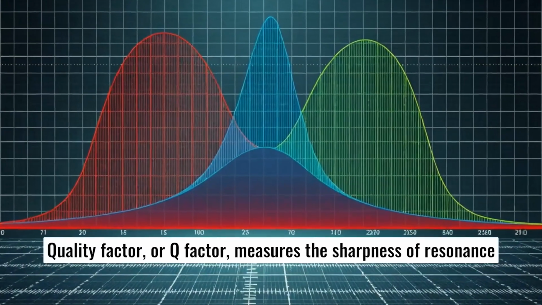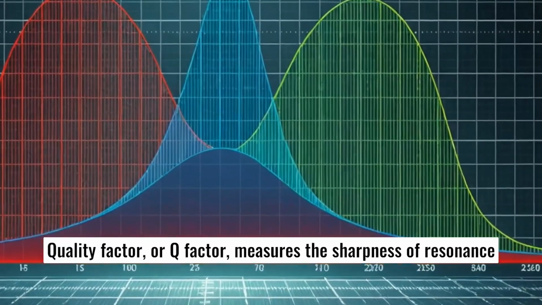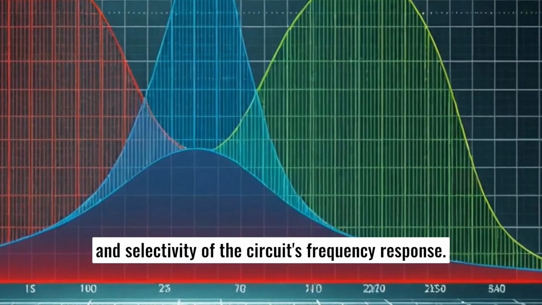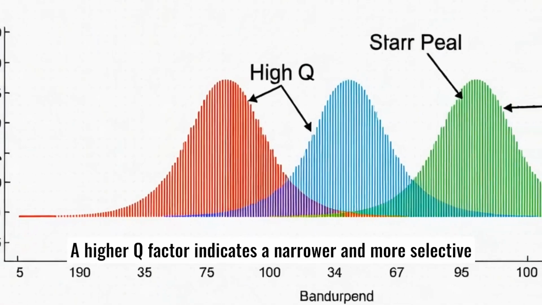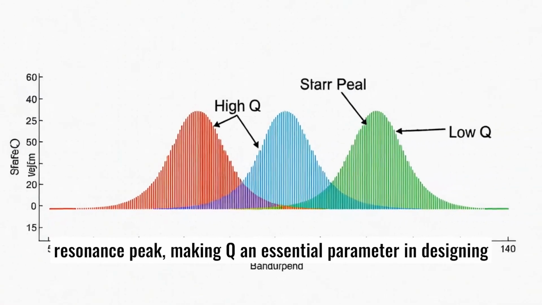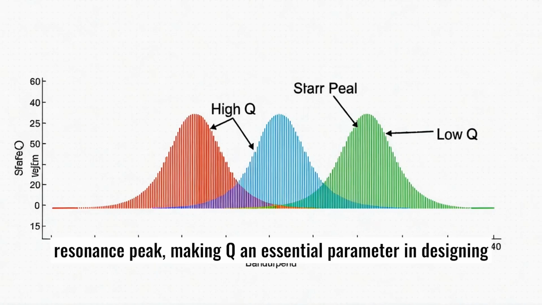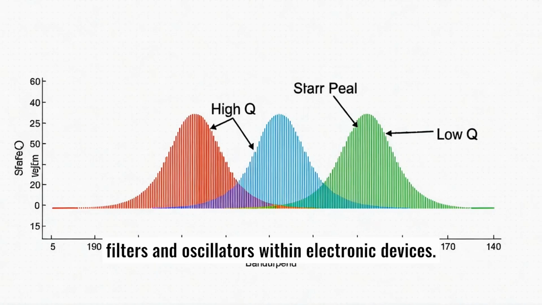Quality factor, or Q factor, measures the sharpness of resonance and selectivity of the circuit's frequency response. A higher Q factor indicates a narrower and more selective resonance peak, making Q an essential parameter in designing filters and oscillators within electronic devices.